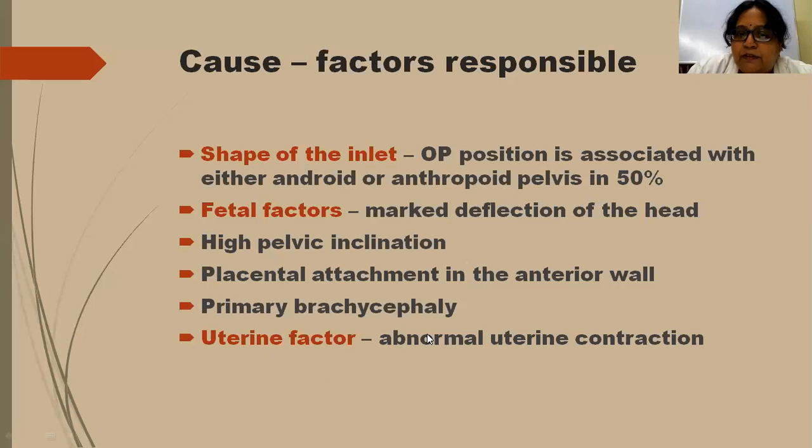And what are the uterine factors which will lead to this? Abnormal uterine contractions. Even though the head engages in occipito-posterior in 10% of cases, with good uterine contractions and an adequate pelvis, the head usually rotates and the baby is delivered as occipito-anterior. But when there are abnormal uterine contractions, the head stays deflexed, and so it continues to be in occipito-posterior.